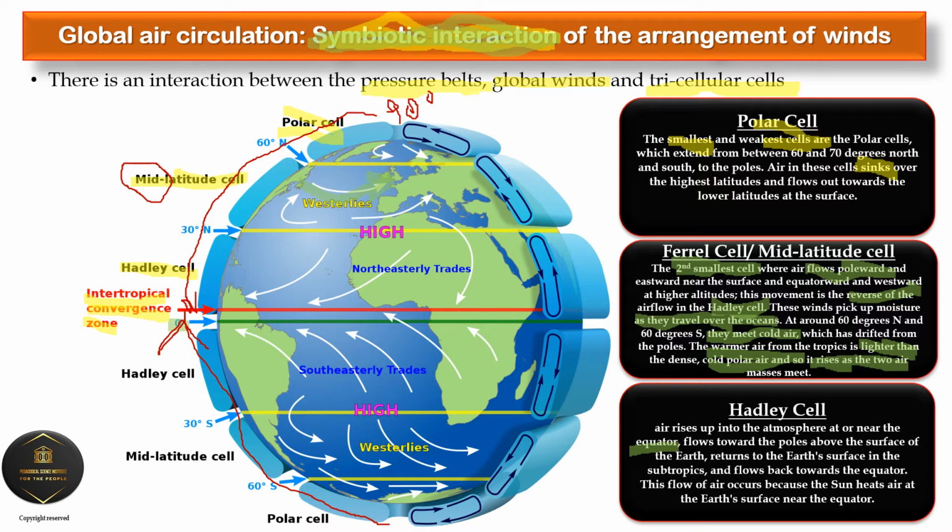Now, what is important then is that this flow of air occurs because the sun hits the air at the Earth's surface near the equator. So what will happen now is that we are going to have a lot of rising air, and that's what forms the ITCZ, or the intertropical convergence zone. So it makes this air move vertically. So at the equator we have more vertical air.